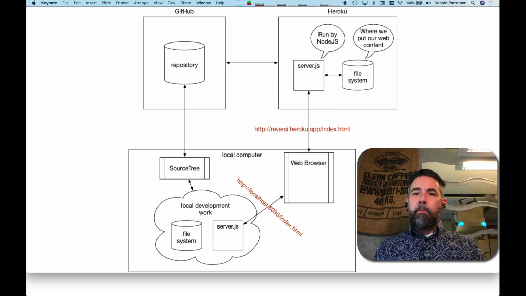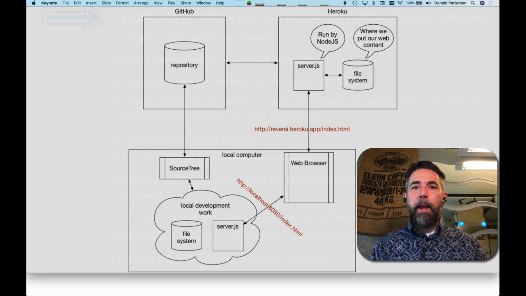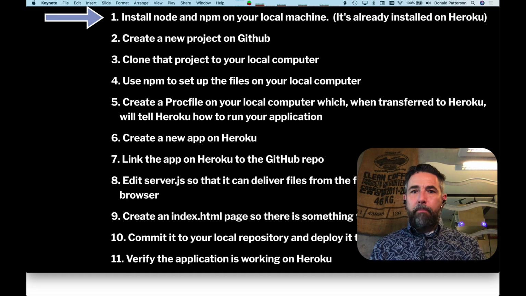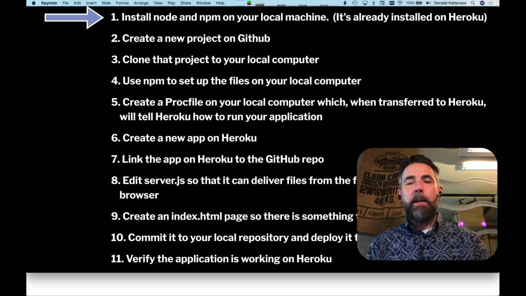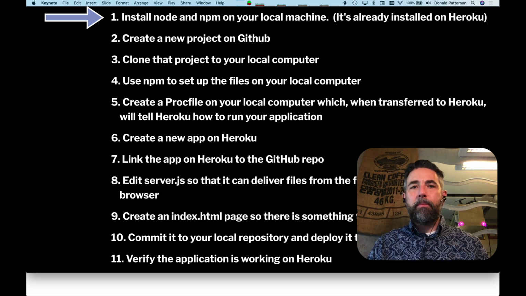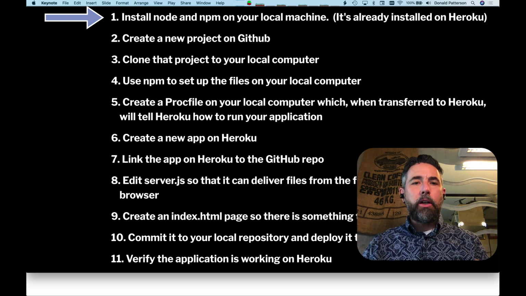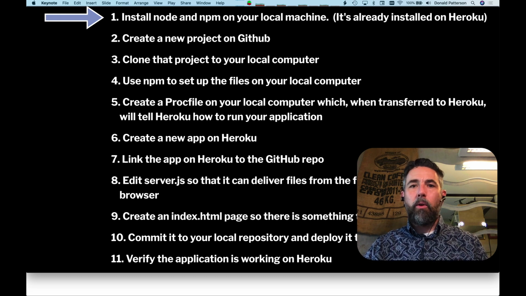So it has several different steps. Let's look at what they're going to be. About 11 of them. The first thing that we want to do is install Node and NPM on our local machine. All right, so let's take a look at that. What I want to do for that is show you where to go to get that and how we're going to work to achieve that. So stand by.